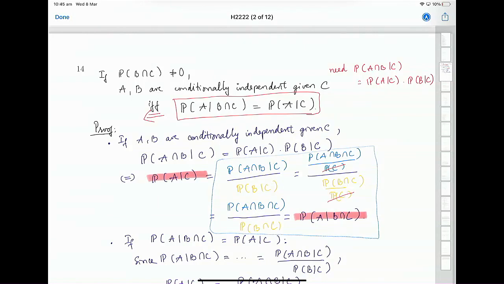Okay, that's fine. All right, how to prove it? Look at this, the blue box I make here is all equivalent steps. All of the arguments in the blue box are equivalent and only use the condition that probability of C is different from 0, probability of B intersect C is different from 0, right?